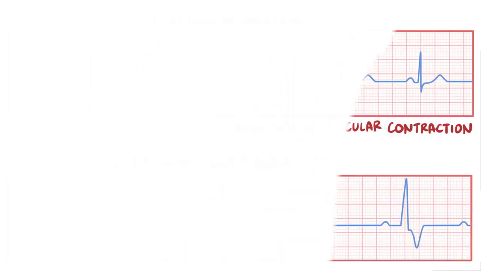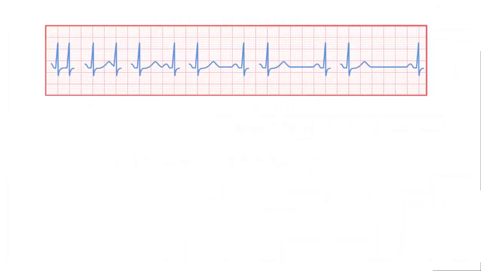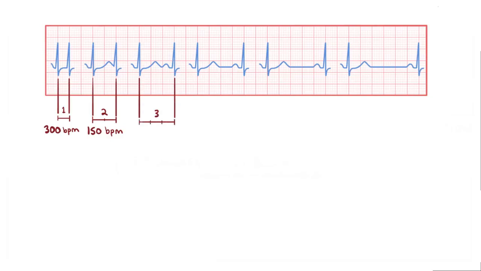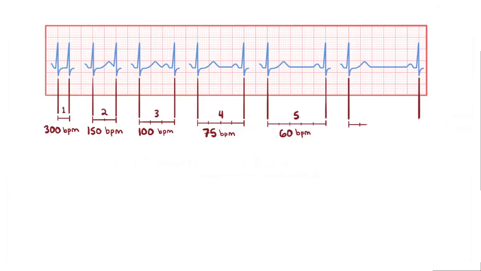Alright, as a quick recap, one quick way to estimate the heart rate on an ECG is to remember that one big box is 300 beats per minute, two big boxes is 150 beats per minute, three big boxes is 100 beats per minute, four big boxes is 75 beats per minute, five big boxes is 60 beats per minute, and six big boxes is 50 beats per minute.